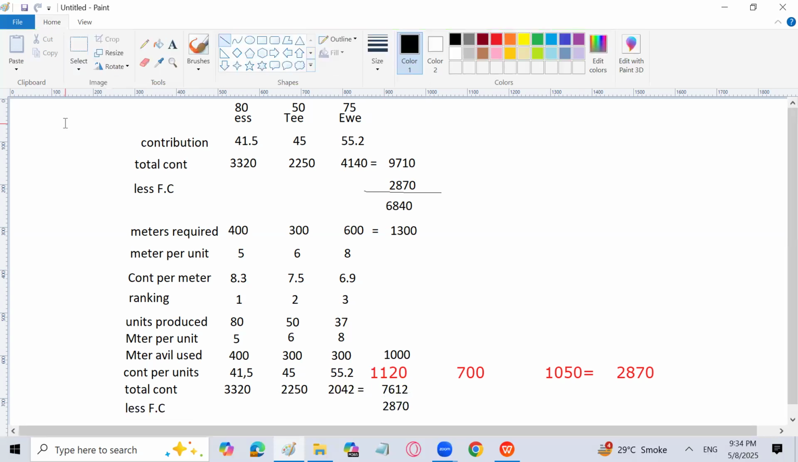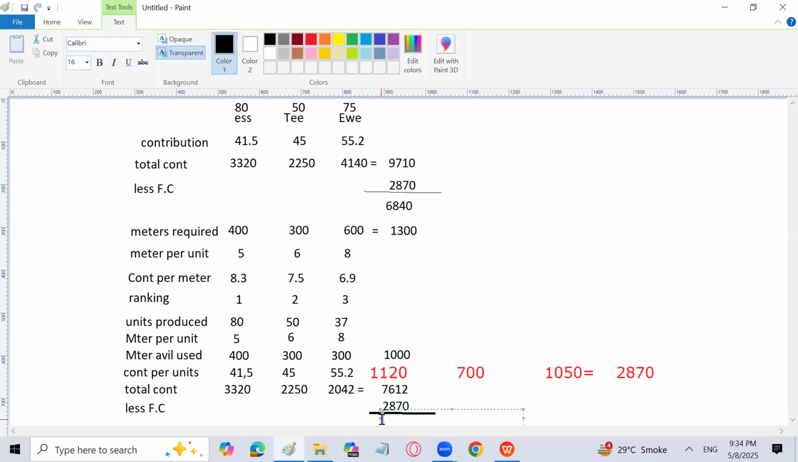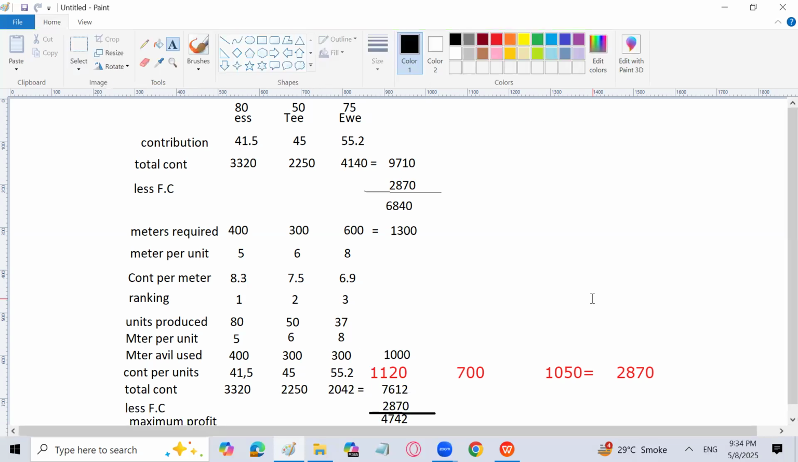That is the maximum profit you can achieve in case of limiting factor of meters per unit. That is the maximum profit: 4742. Obviously, it will be less than the actual 6840, because that is the maximum profit you can achieve in case of limiting factor. So 4742 is going to be the profit we can achieve in case of limiting factor. So this is how we are done with this question. Let's move forward. How we are going to solve it.